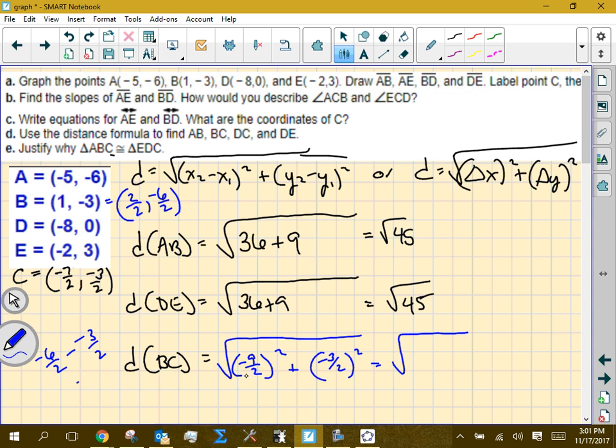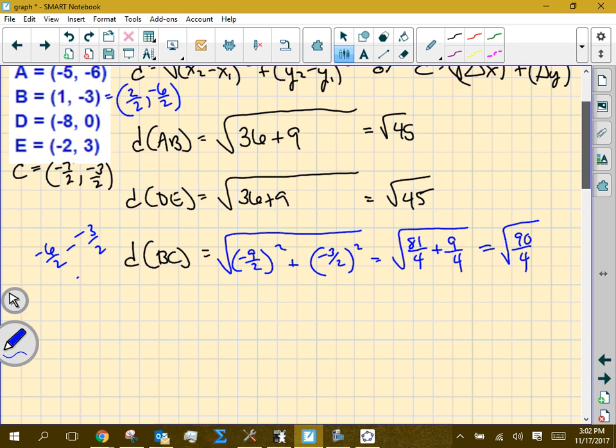Now I kind of wrote this a little bit differently than when we did this with whole numbers because of how we have to square fractions. You guys remember how to square fractions? Square both. Square the top, square the bottom. So negative 9 squared is 81. 2 squared is 4. And then I'm going to do the same thing with the 3 halves. So it gives me 9 over 4. Add those together. I get 90 over 4. Okay.